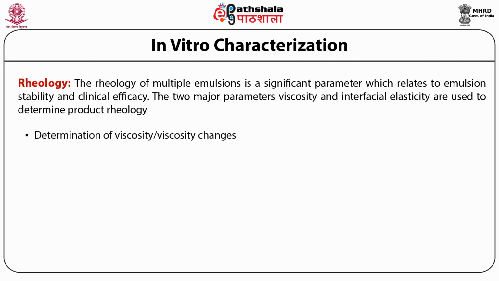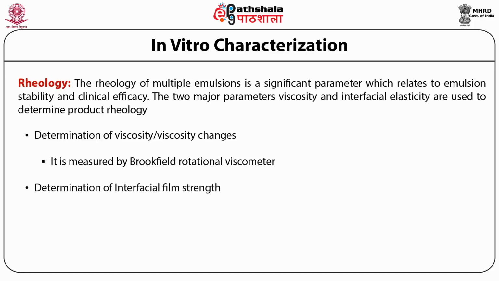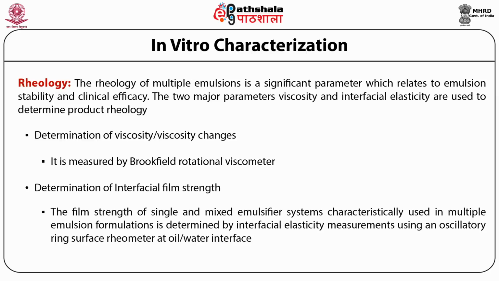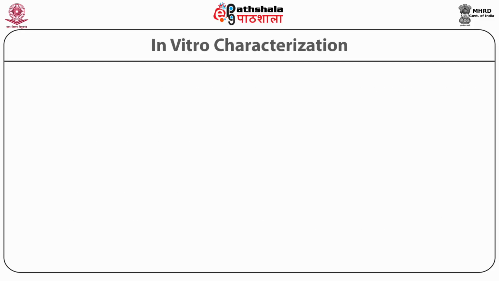First, viscosity or viscosity changes. It is generally measured by a Brookfield rotational viscometer, or a rheometer can also be used. Second, the determination of interfacial film strength. The film strength of single and mixed emulsifier systems characteristically used in multiple emulsion formulation is determined by interfacial elasticity measurement using an oscillatory ring surface rheometer at the oil-water interface.